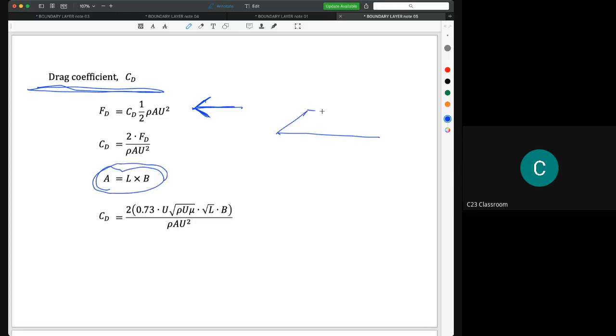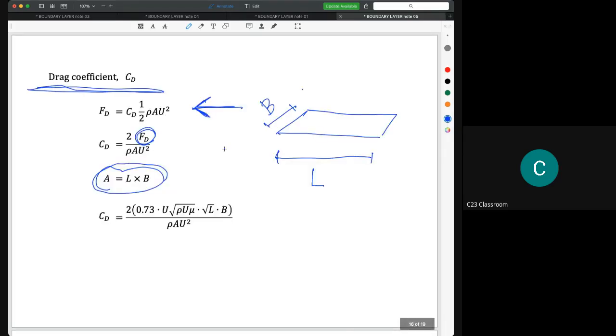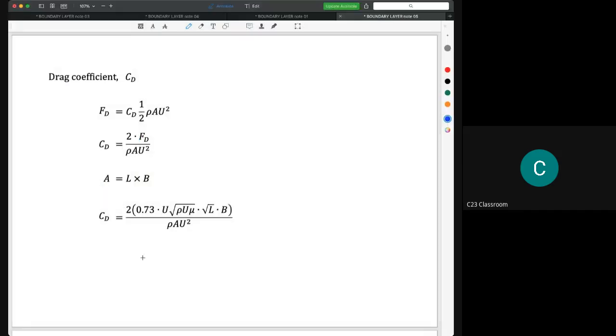Because if we have a plate here, so the length here is L, capital L, and the width here is B. So and then, so we could substitute the value of FD here with what we have previously here. So we substitute this one into this equation. So we could get the equation for CD is equal like this one.